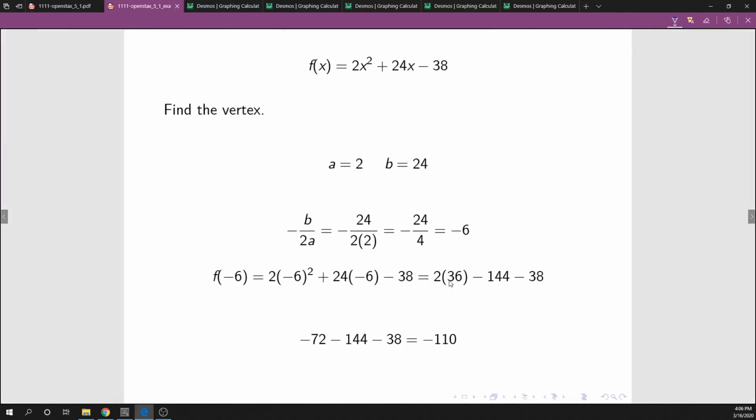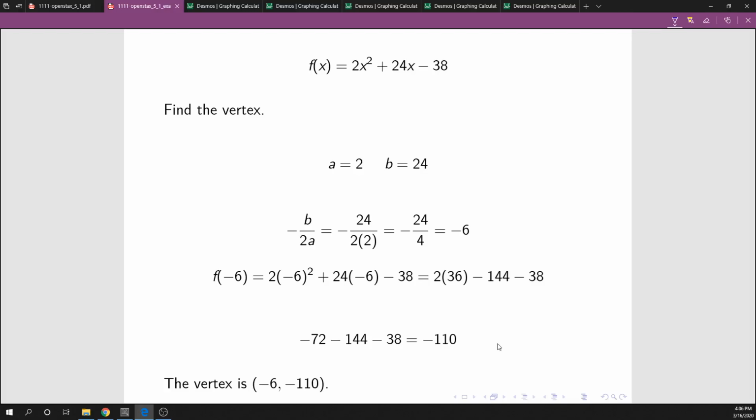And you can see that's going to be positive 72. Another typo there. So positive 72 minus 144 minus 138. And that should come out to be negative 110 on that one. Okay. So that makes our vertex negative 6, negative 110.